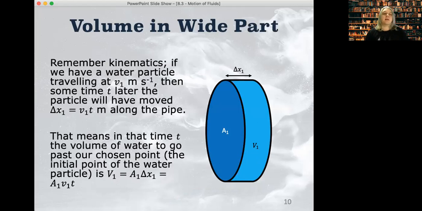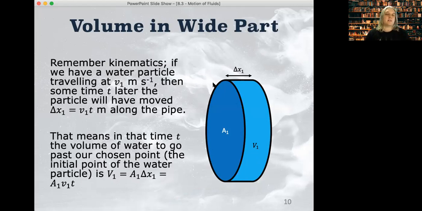So let's think about that in detail. If we take that area and we choose a particle that happens to be right at the front of this area at the start of adding our extra fluid that we're pumping into the pipe, then in some time t later, it's moved along this far. Right? So that particle has flowed along this far, and every particle has flowed along that far because we've said it's not viscous and it's laminar.